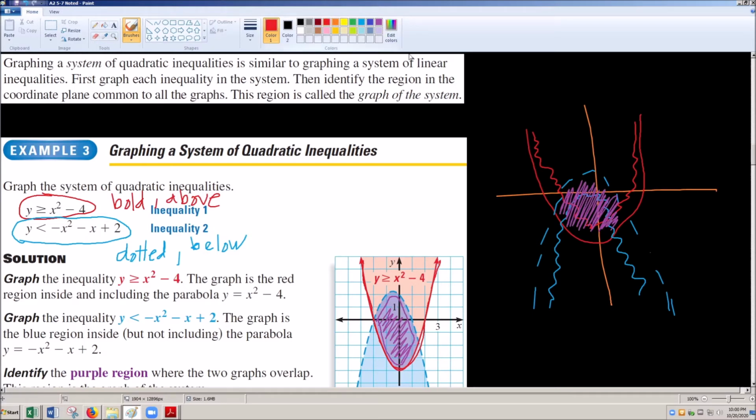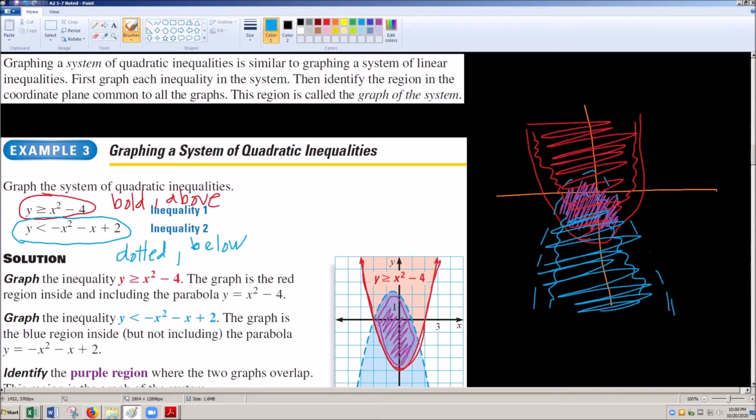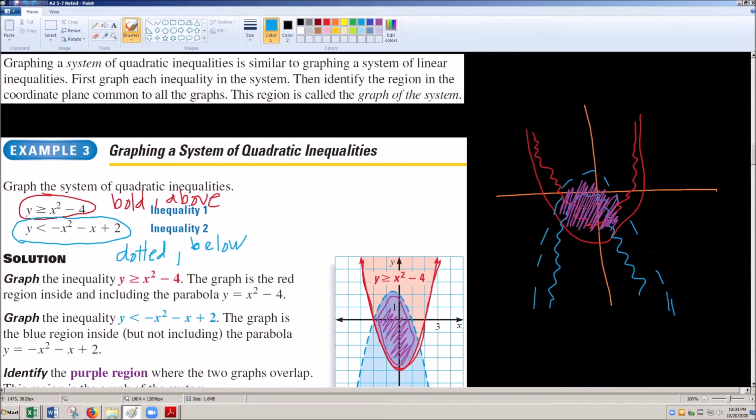If you did your shading where you shaded all this stuff in, and you did your shading where you shade all this stuff in, it can be pretty hard for me to tell where that common bounded region is. So just keep that in mind. Don't go crazy with the shading.